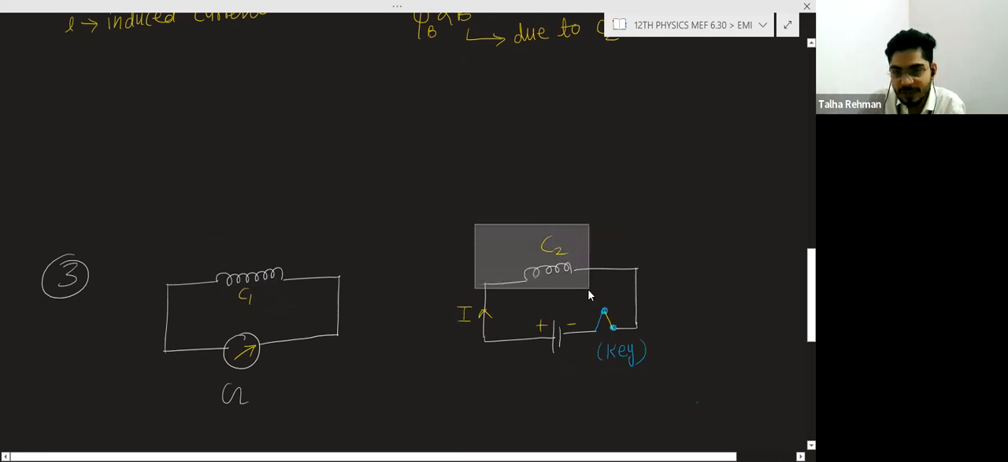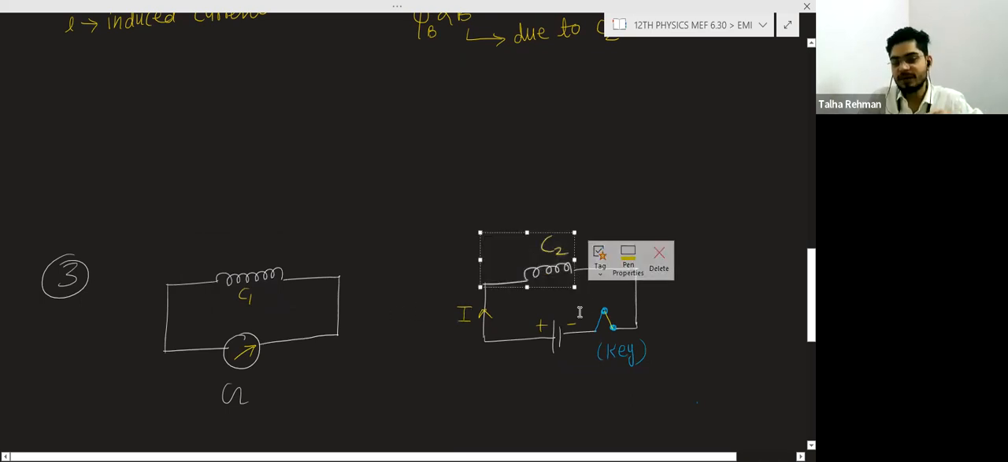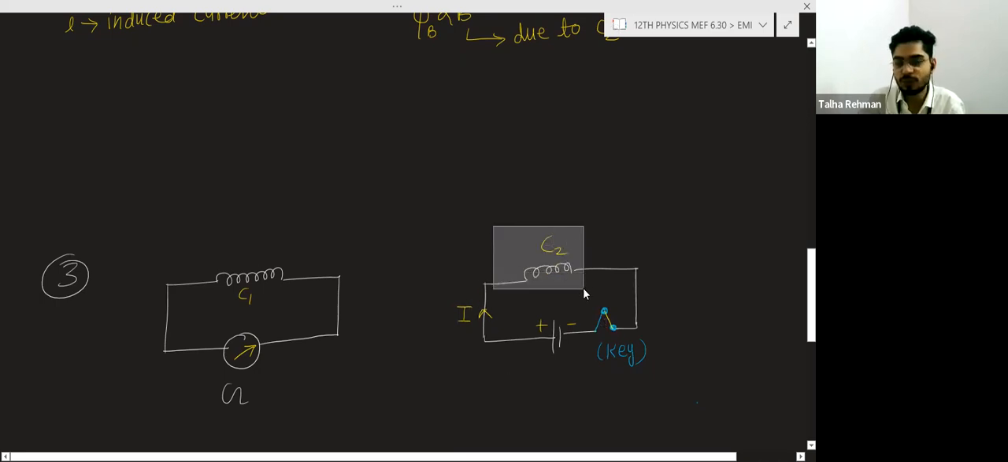So this coil this time is behaving as a magnet. Here, what is happening? The current is increasing. Just when you close this key, the current is increasing in this coil C2. Due to the increase in current, there will be an increase in magnetic field at this coil.